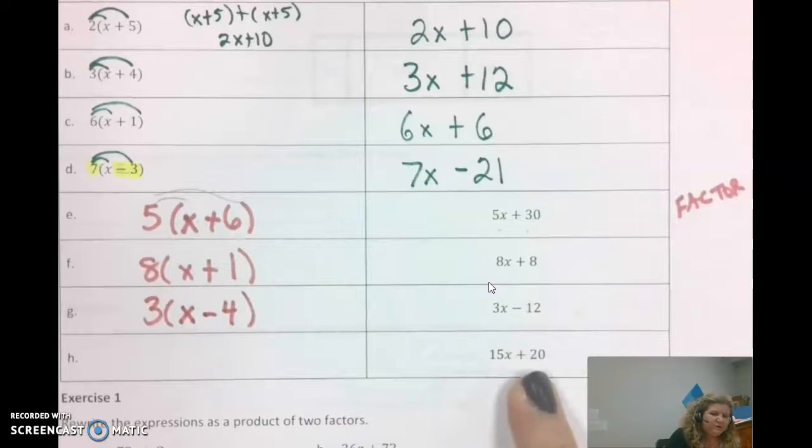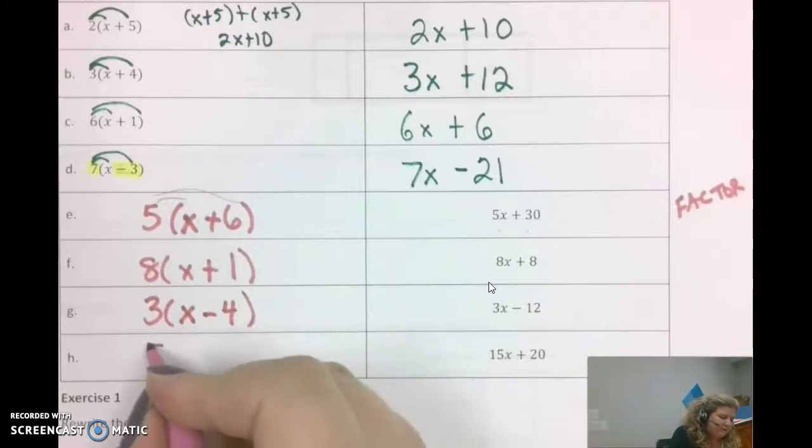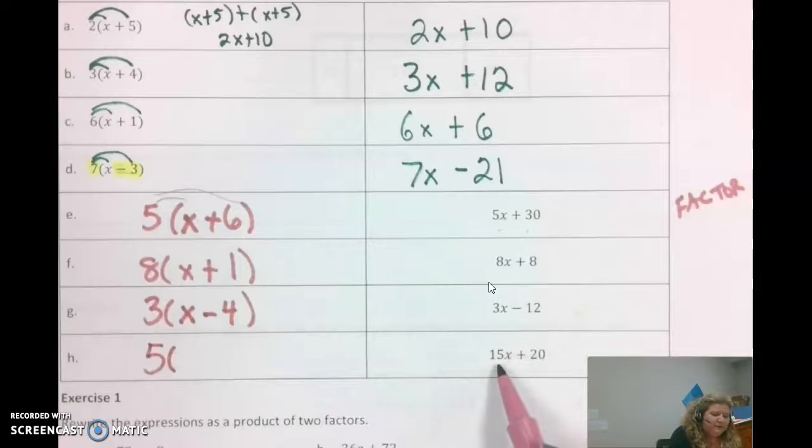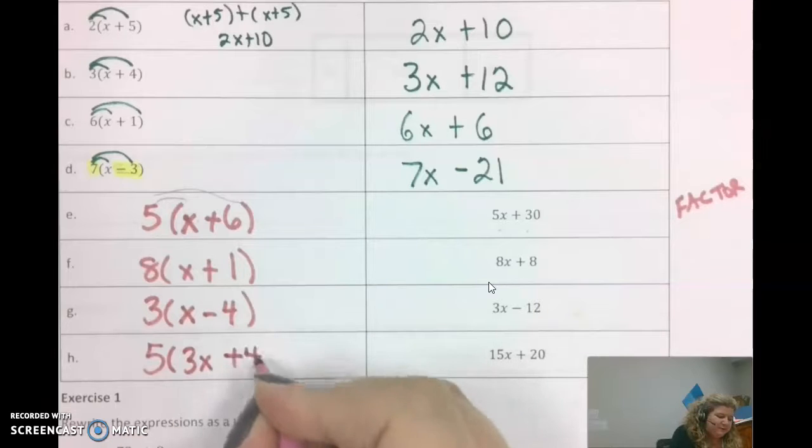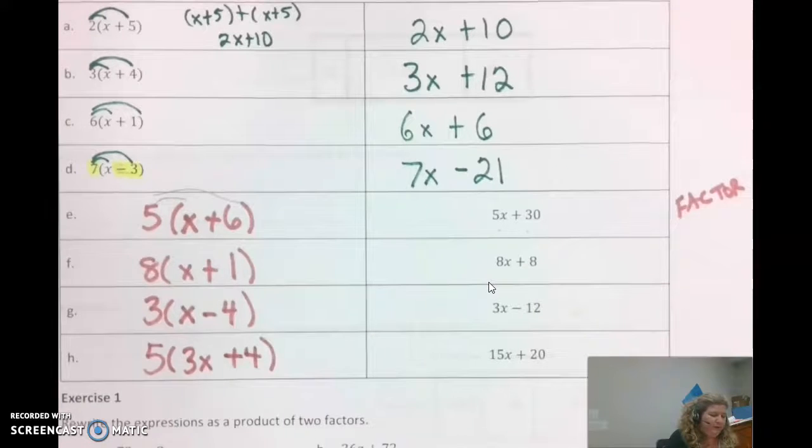Okay, 15x and 20. The greatest common factor is 5. So 15x divided by 5 leaves me with 3x. 20 divided by 5 leaves me with 4. And again, you can always double check yourself by working these back out. 5 times 3x is 15x. 5 times 4 is 20.